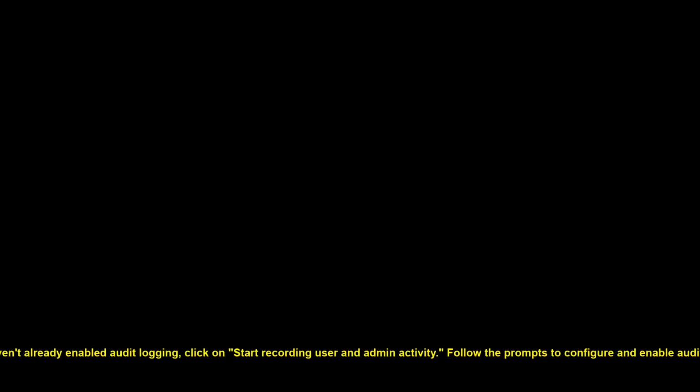Once logged in, look for the left-hand menu. Click on Compliance to access compliance solutions. In the Compliance Center, select Audit from the available options. If you haven't already enabled audit logging, click on Start Recording User and Admin Activity. Follow the prompts to configure.